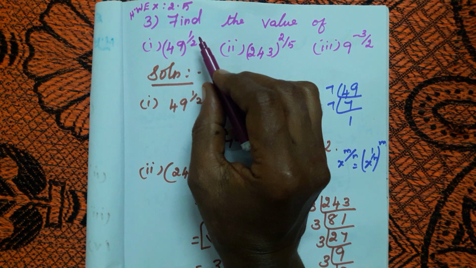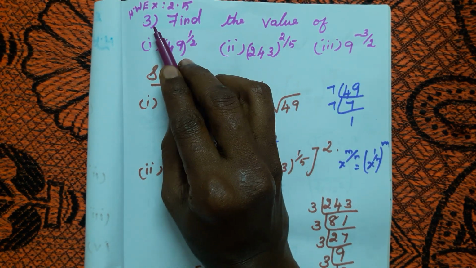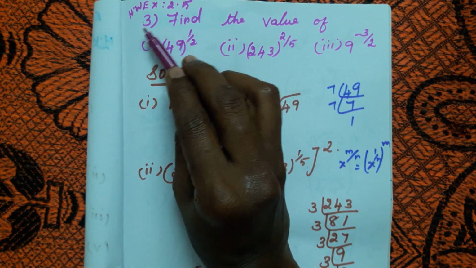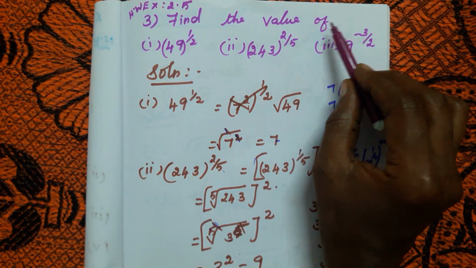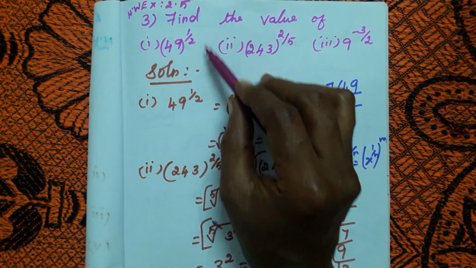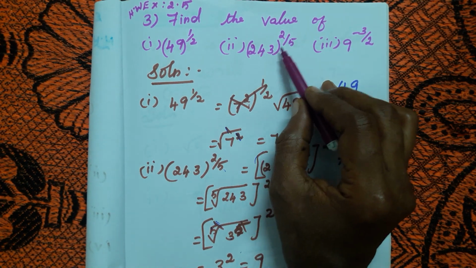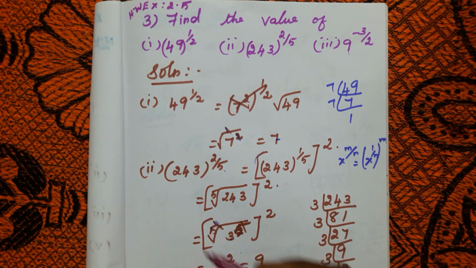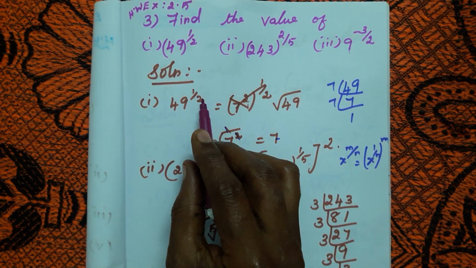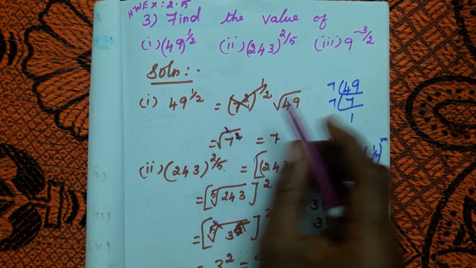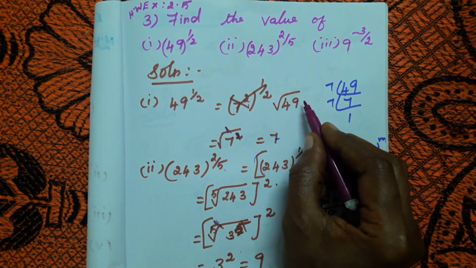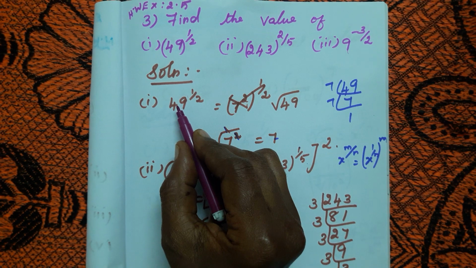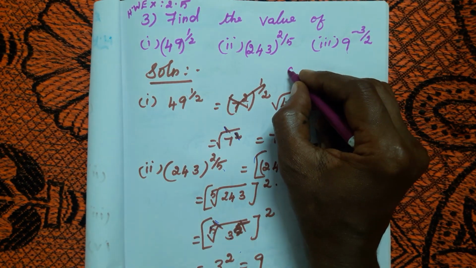Exercise 2.5, third question. The same exercise, third question. This is also a homework problem. Find the value of 49 power 1 by 2, 243 power 2 by 5, 9 power minus 3 by 2. 49 power 1 by 2 is equal to square root of 49.